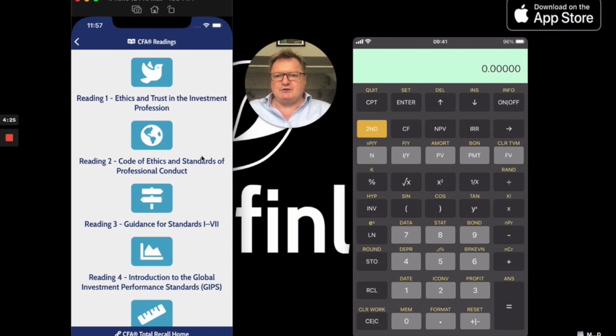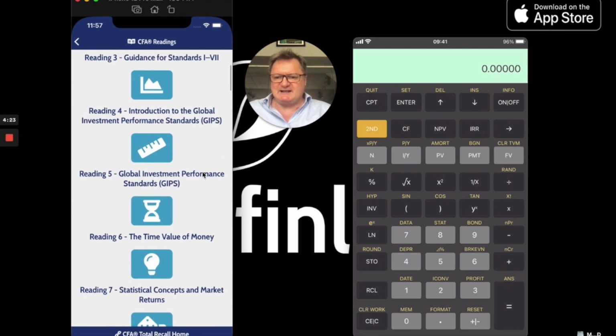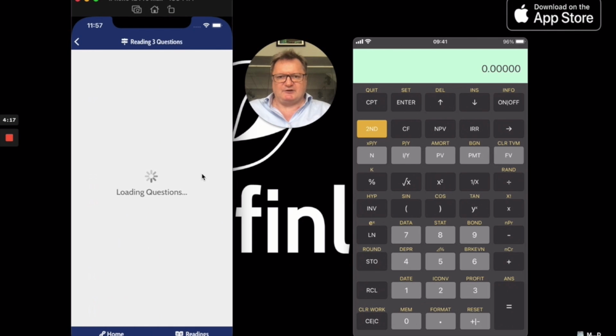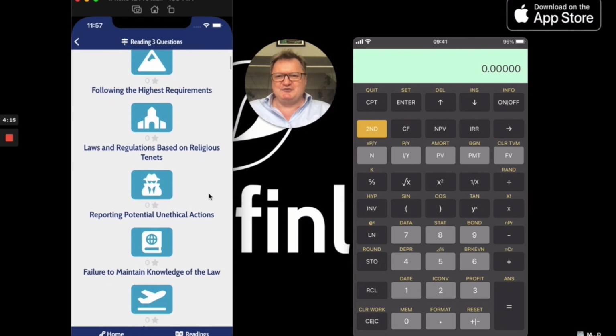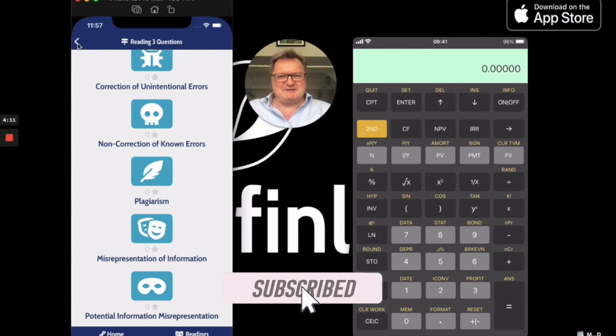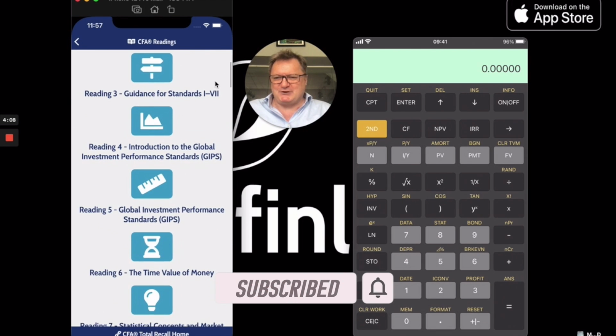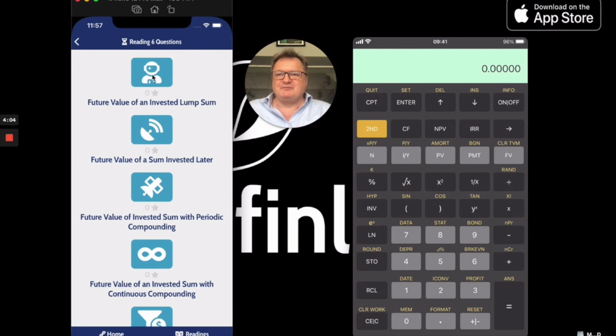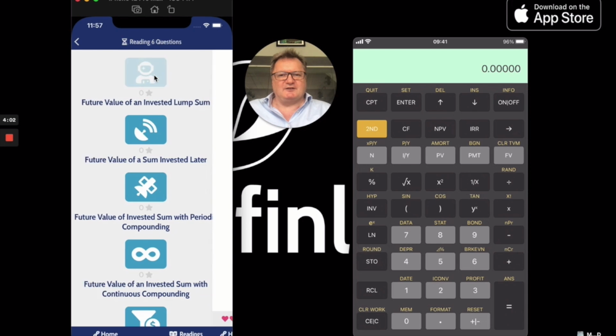Now, this is the first reading, 6, where we get some mathematical questions. The first 5 readings are all textual and so on, especially reading 3 with literally hundreds of ethics questions that you can play with. But we're not going to do those today. We're going to go to reading 6, where we start doing some mathematics. And we'll do the first one, the future value of an invested lump sum.